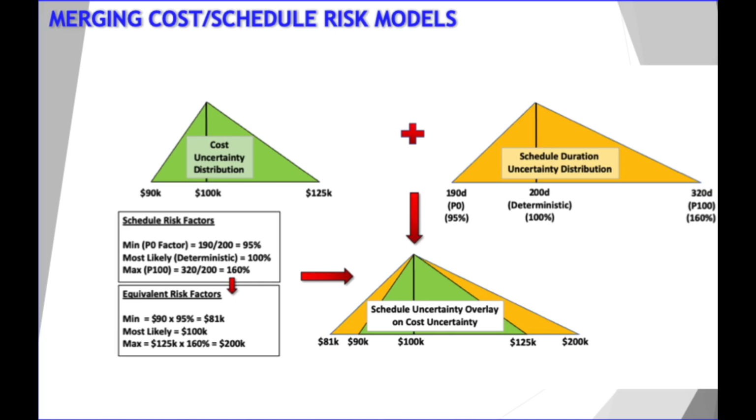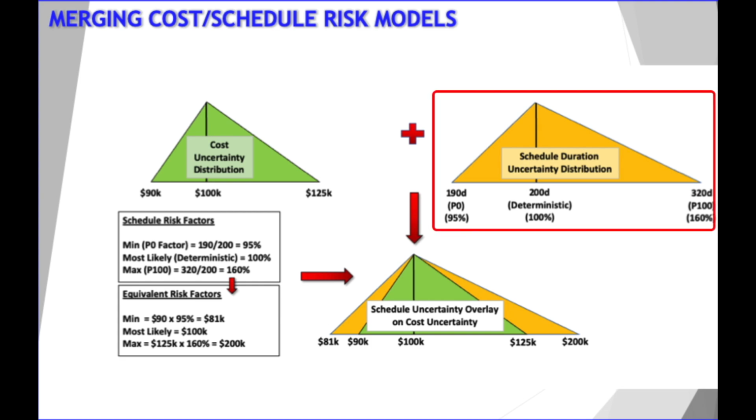Now, we want to merge it with an activity in a schedule, with a schedule risk distribution of minimum 95%, most likely 100%, deterministic, and maximum 160%. We'll make our deterministic duration equal to 200 days, so our 3-point schedule estimate would be minimum 190 days, P0, most likely 200 days, and maximum 320 days, P100.